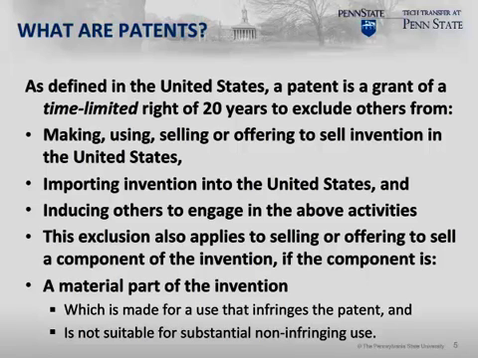This exclusion also applies to selling or offering to sell a component of the invention, if the component is a material part of the invention, made for a use that infringes the patent, and is not suitable for substantial non-infringing use. A simple definition of the term infringes is the manufacture and or use of an invention or improvement for which someone else owns a patent issued by the government without obtaining permission of the owner of the patent by contract, license, or waiver.